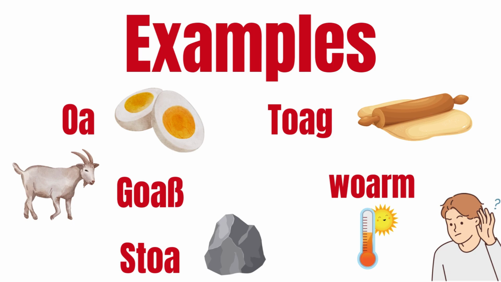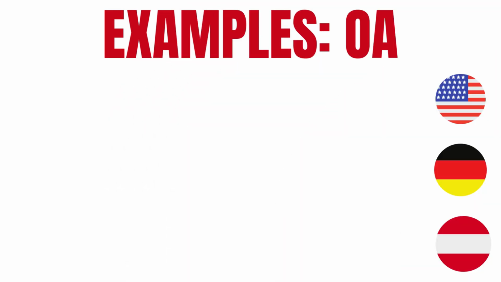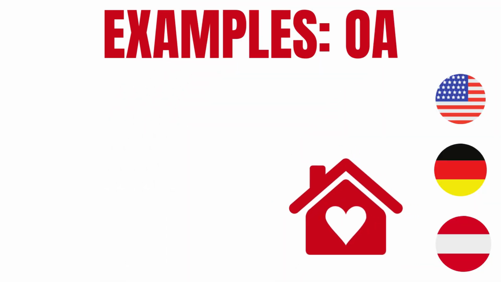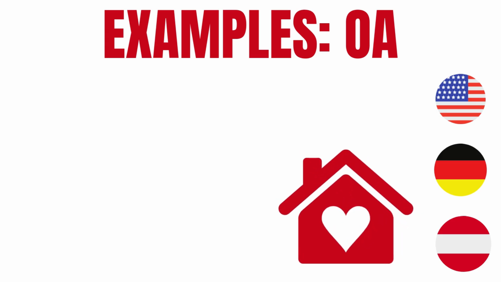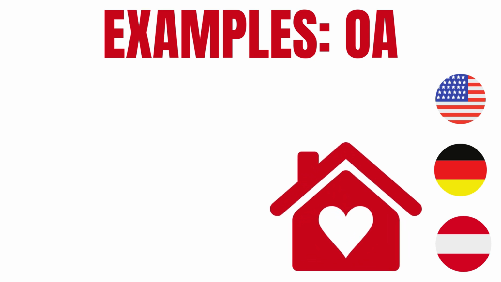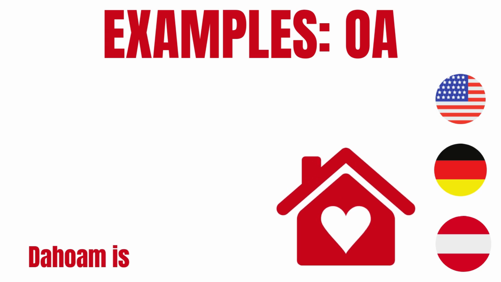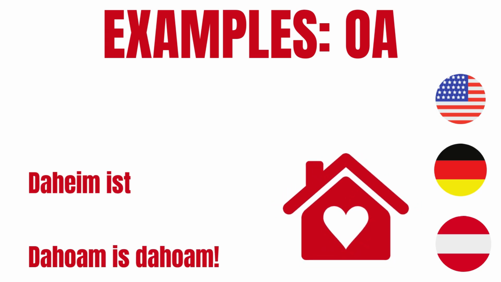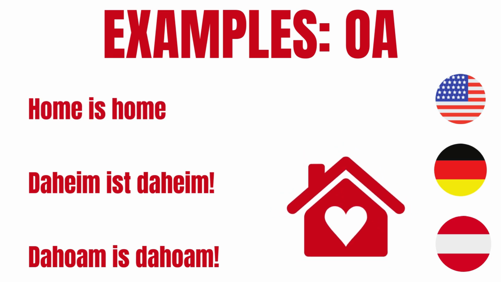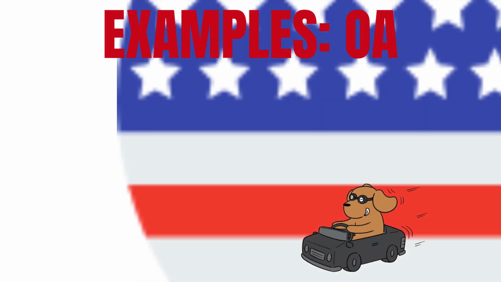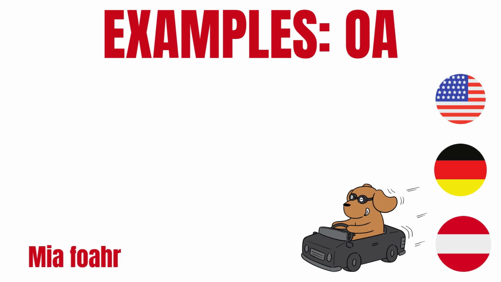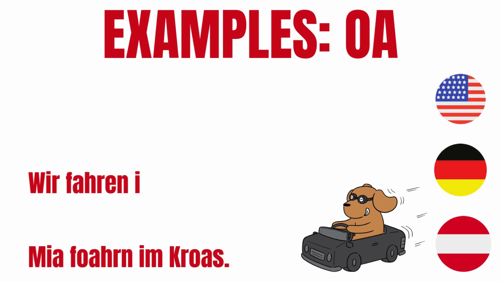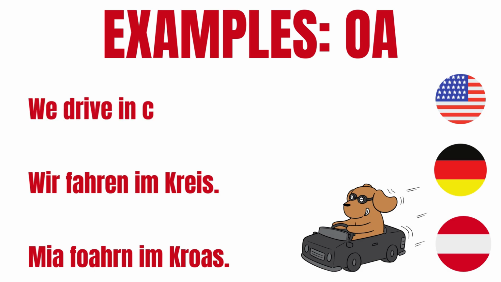Additionally, we can check out some sentences in which the OA sound occurs. As you know, we start with Austrian German, Standard German, and then translate it into English. The first example: dahoam ist dahoam, daheim ist daheim, home is home, dahoam is dahoam. Second example: wir fahren im Kreis, we drive in circles, wir fahren im Kreis.